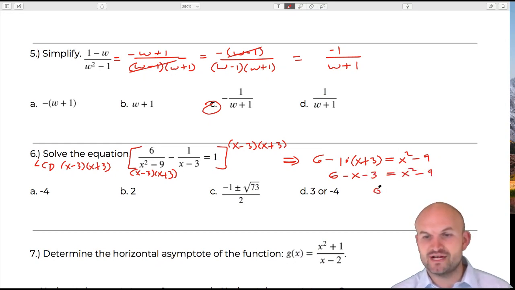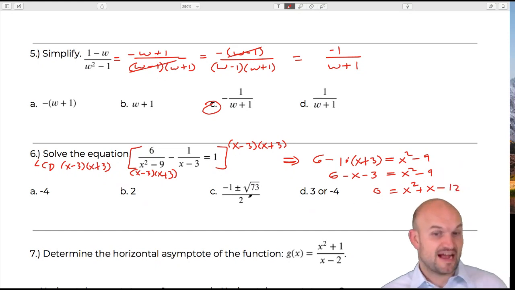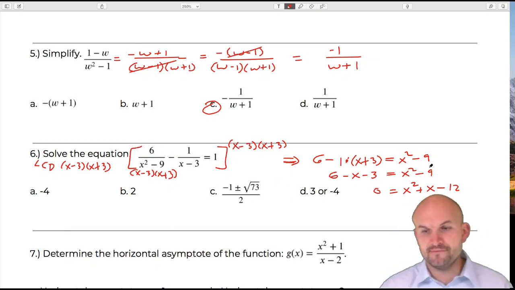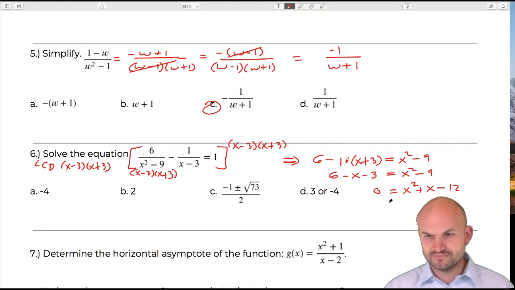Remember, you have your quadratic, set it equal to 0 here. X squared plus x, let's see, that becomes 3, so that becomes a minus 12. So now we want to see if it's factorable, or do we got to use the quadratic formula? Thankfully, we see that this is going to be factorable. So it'd be x minus 4.